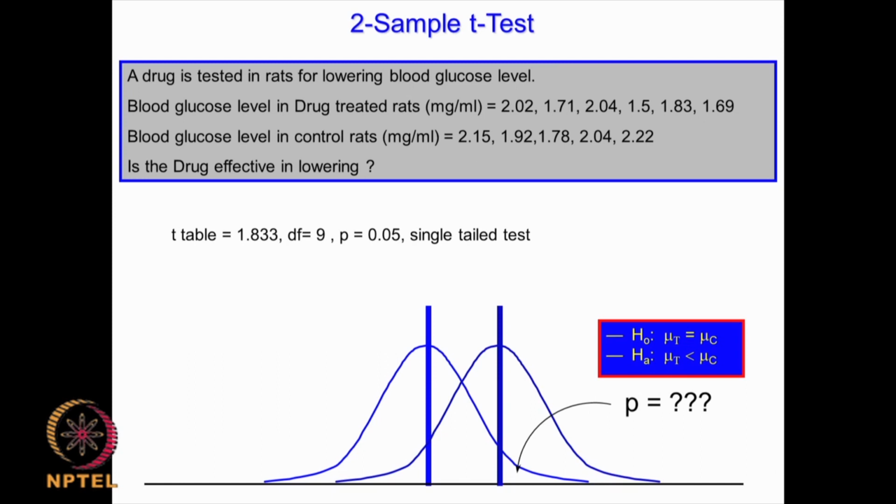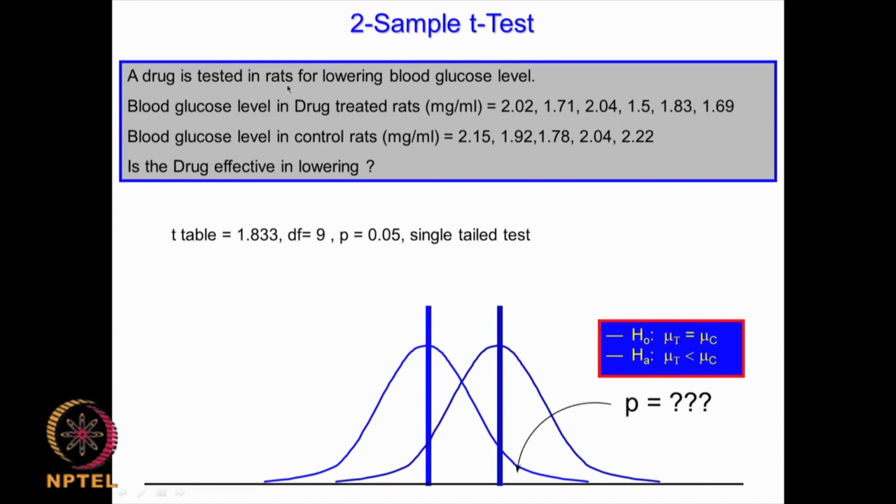So, you will have an x1 bar and x2 bar, that is two means, and then we are trying to see whether each of these sample means comes from the same population or from different populations. For example, a drug is tested in rats for lowering blood glucose level. This is drug treated rats, so this is the glucose level, whereas this is the control rats, this is the glucose level. So, we have two sets of samples: 6 samples for drug treated rats, 6 for the control.